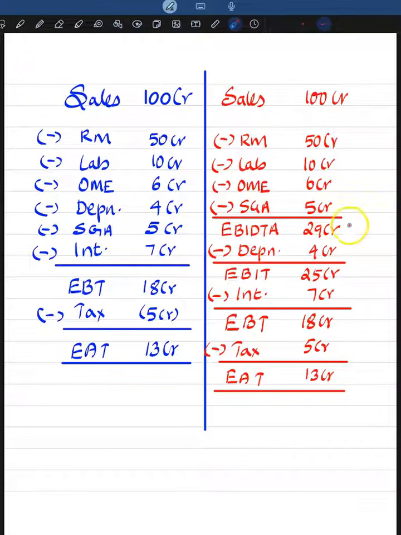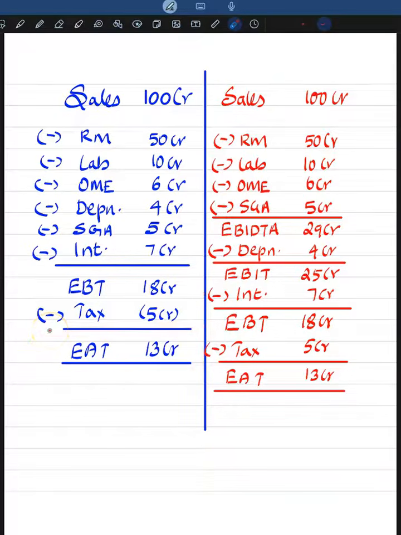It means from this profit of 29 crore only, we are going to provide for depreciation, we are going to provide for interest, we are going to provide for taxes. Whereas this profit and loss statement has just given us profit before tax. From that we have paid taxes and we have profit after tax.